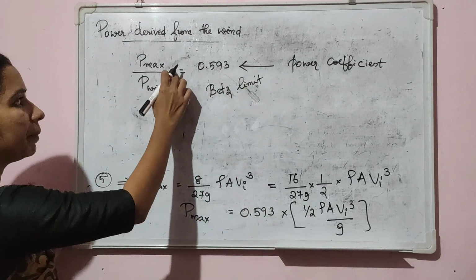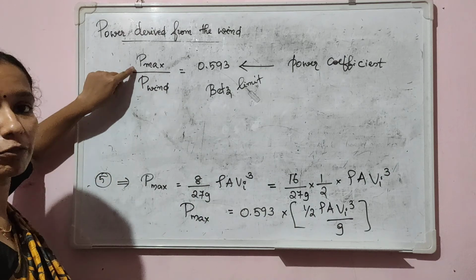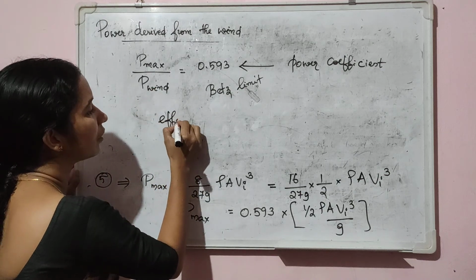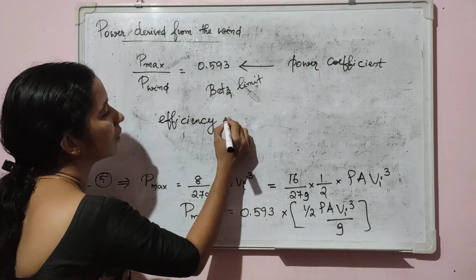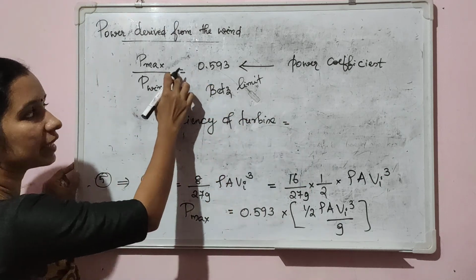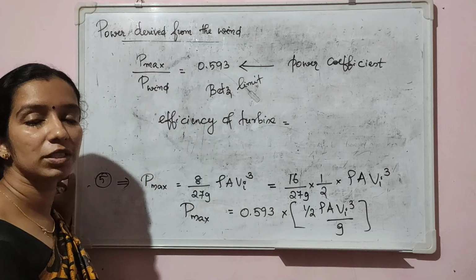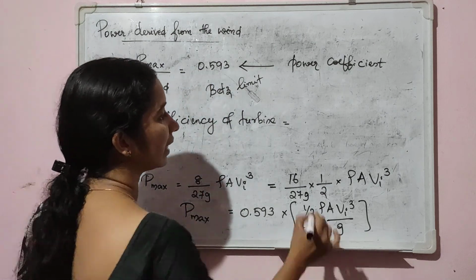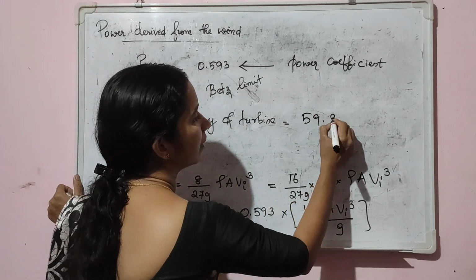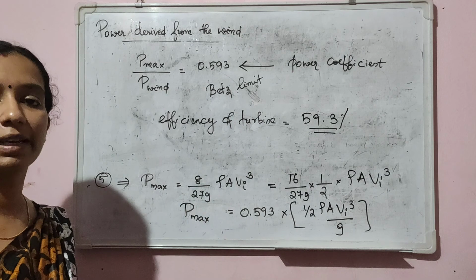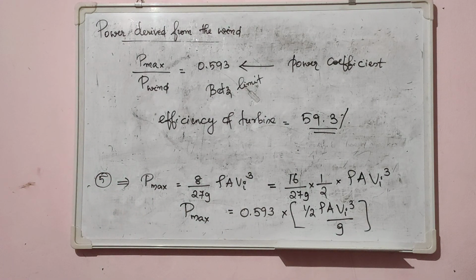We know that P max divided by P wind, that is, the output power of the wind turbine divided by the power available in the wind, also denotes the efficiency of the wind turbine. The theoretical maximum efficiency of a wind turbine is only 59.3% of the power contained in the wind, and it is known as Betz's limit. So this is how the equation for output power of a wind turbine can be derived.